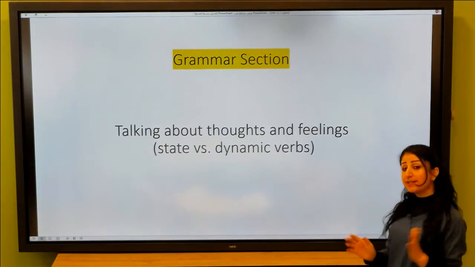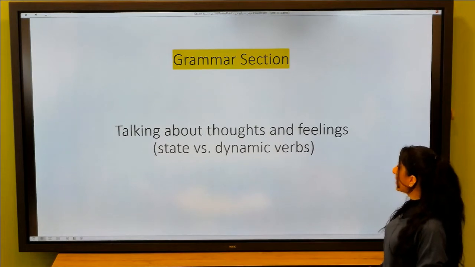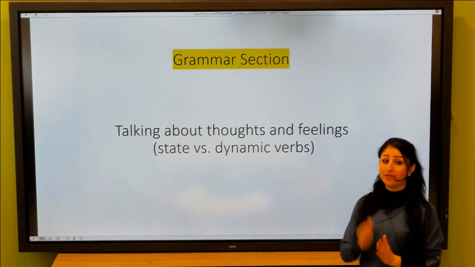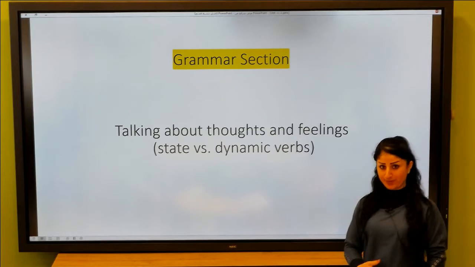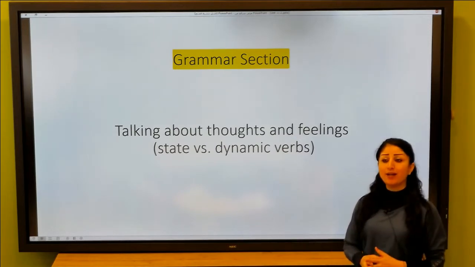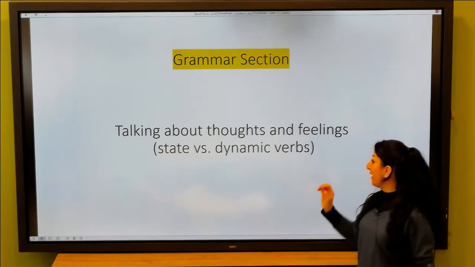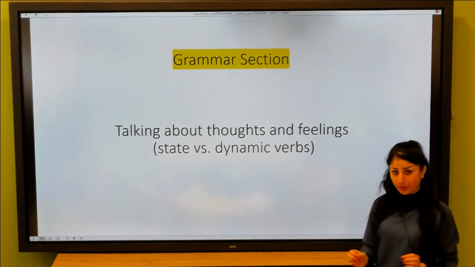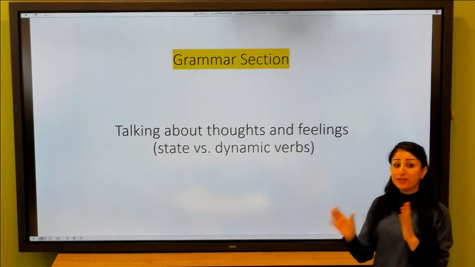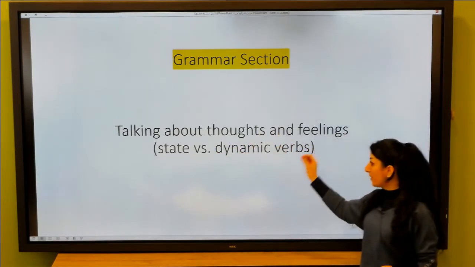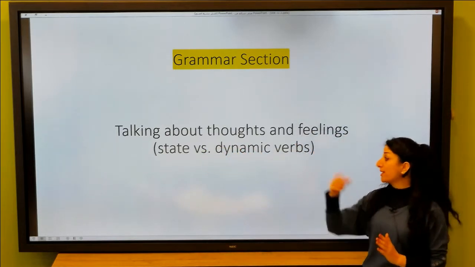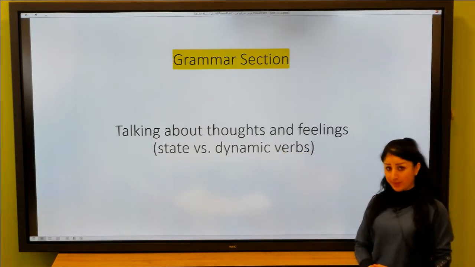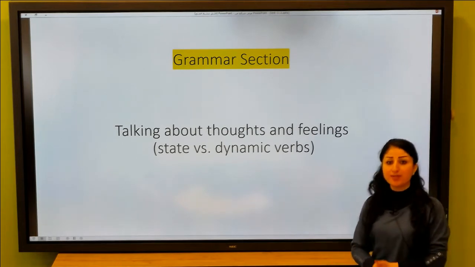Number 1, or the first section, the grammar section, talking about thoughts and feelings. State versus dynamic verbs. In general, we have state verbs and dynamic verbs. State verbs relate to states or conditions, okay? And dynamic verbs refer to action, okay? And in general, the main difference between state verbs and dynamic verbs is that most state verbs don't accept ing at the end of them. But dynamic verbs, according to the tense, accept ing at the end of them.